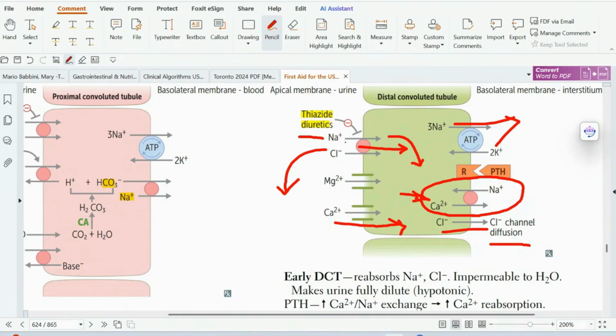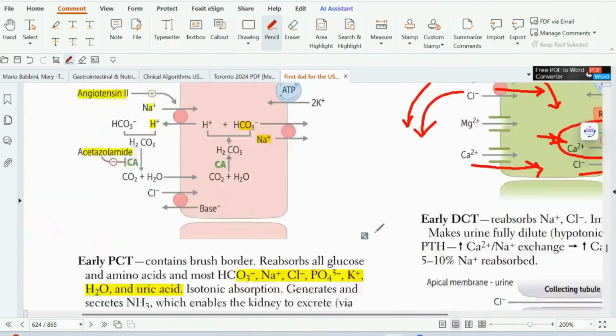If sodium is not there, what will this thing do? It will pump sodium in, and what will it do in exchange? It will take calcium inside the cell. Does that make more sense? Sodium and chloride are going into the urine. This will pump sodium in and take calcium in, into the blood. Okay.